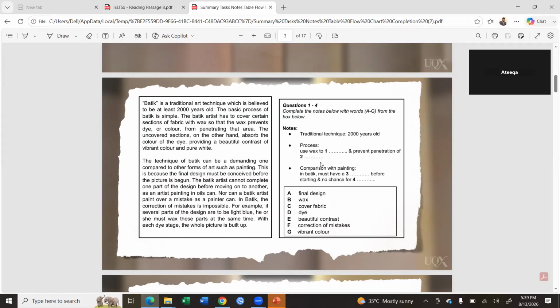But these answers are already given here. Are you getting my point? From A to G, the answers are here. We need to pick one of the options. But how can we do it? We should scan through the passage and try to find the answers, right? So the first thing that we should be looking for is the word process. Now scan the passage and tell me where is the word process.